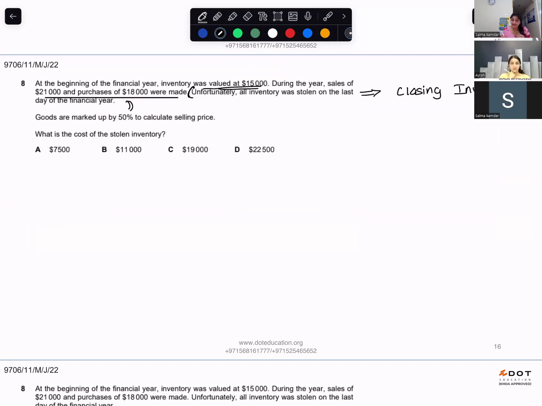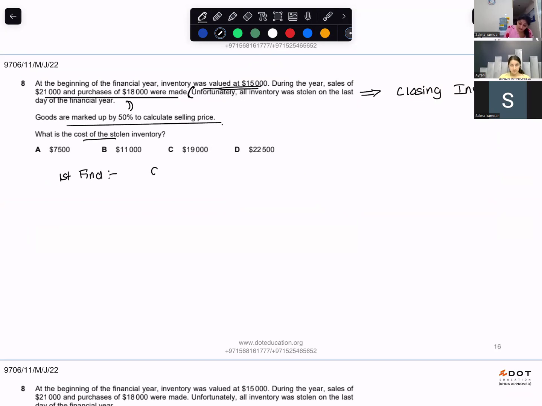And on that date, whatever stock is lost is always the closing inventory. Whether it is by fire, whether it is stolen, whether it is due to floods, anything, on the day of loss, whatever is lost is always the closing inventory. Goods are marked up by 50% to calculate selling price. So how will you start? First, what will you find? The sales, you'll write 21,000.